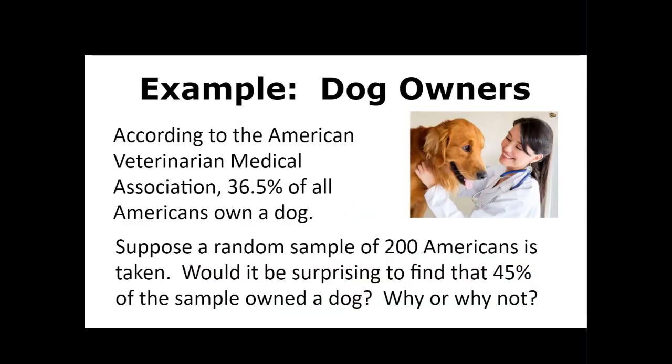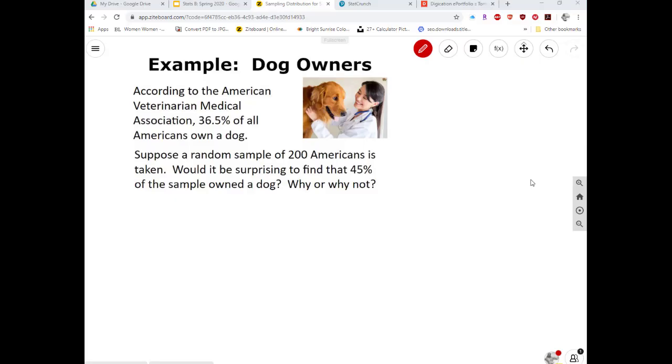Our last example has to do with the American Veterinarian Medical Association and dog ownership. According to the American Veterinarian Medical Association, 36.5% of all Americans own a dog. Suppose a random sample of 200 Americans is taken. Would it be surprising to find that 45% of the sample owned a dog? Why or why not? I'm going to go ahead and follow the same steps as I did before because this is the way things make sense to me.